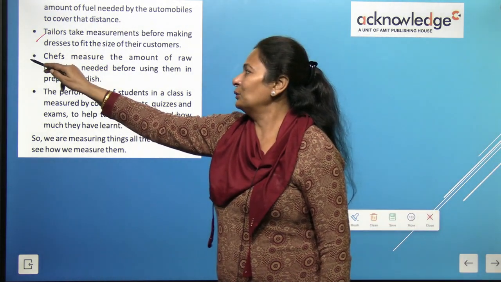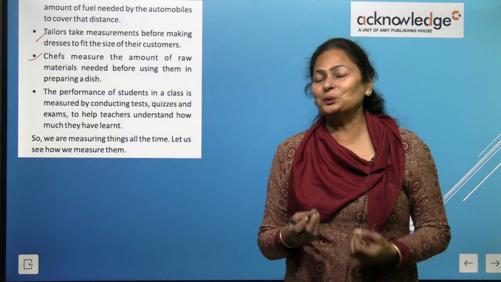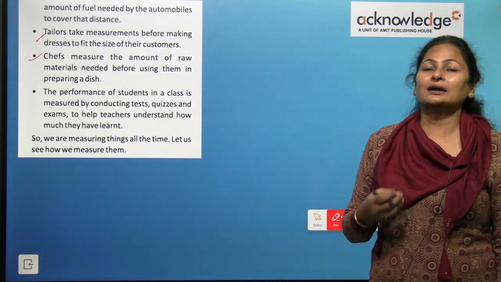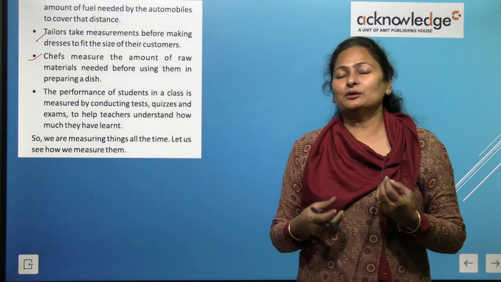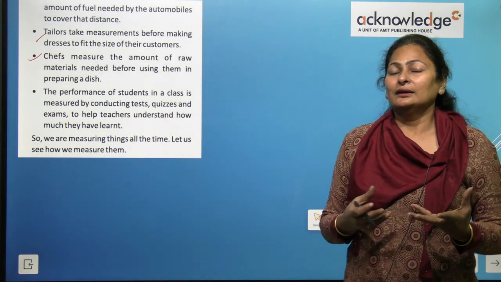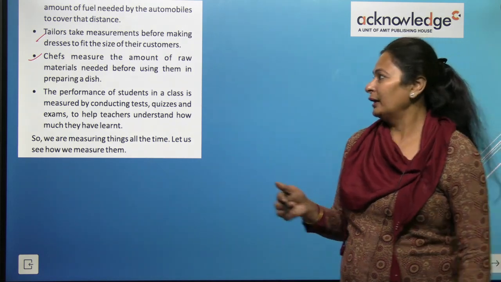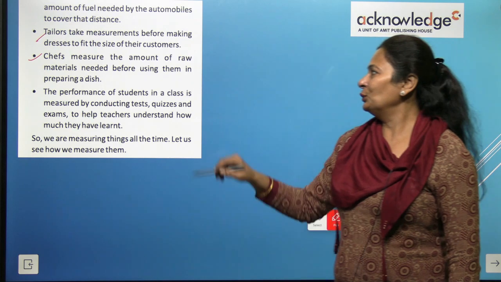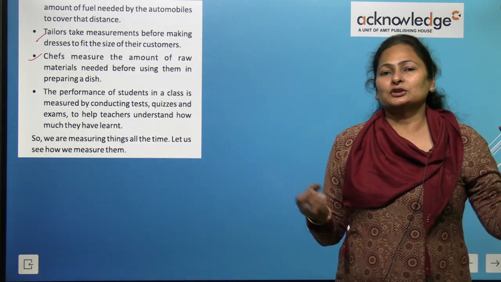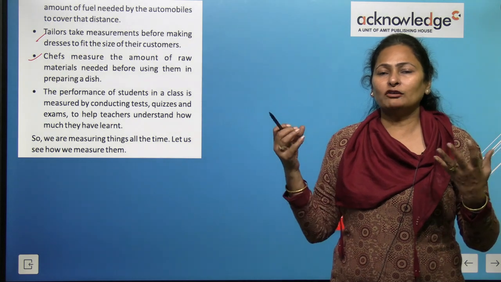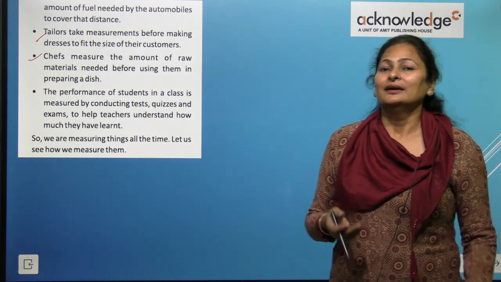In the kitchen also, in hotels, in restaurants, the chefs are measuring the amount of raw materials. Raw materials means the vegetables and the other ingredients the chef is putting while cooking, right? Measuring is needed before using them in preparing a dish. We cannot put so much salt in it, so many spices in it, right? Otherwise, we won't be able to eat it, right?